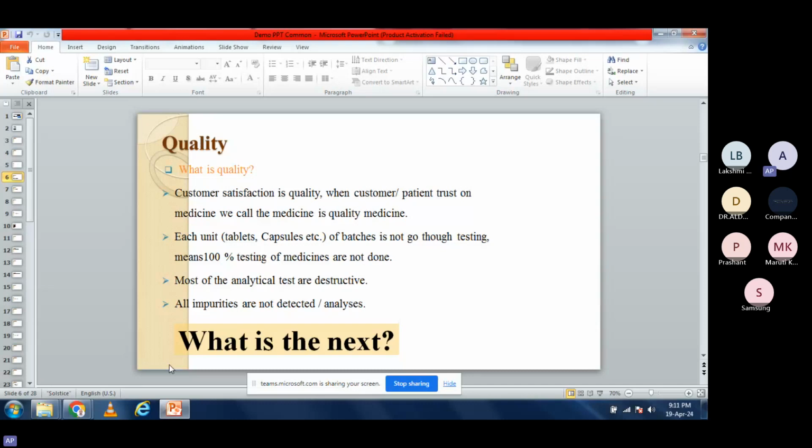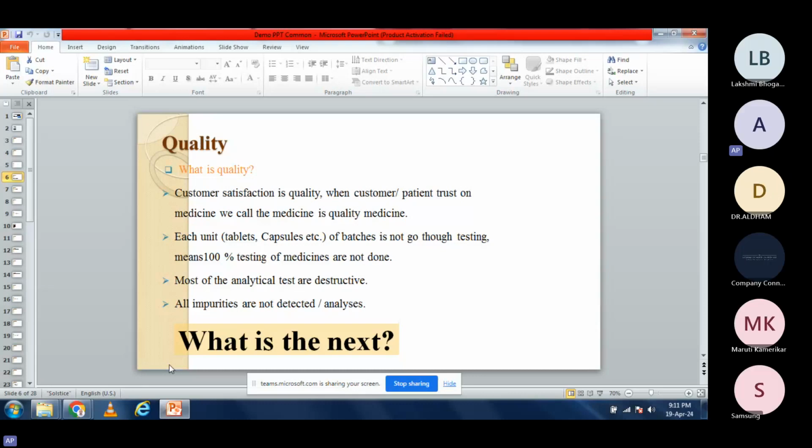Each unit, tablet, or capsule of a batch does not go through testing, meaning 100% testing of the medicines is not done. For example, we took one example from our kitchen.